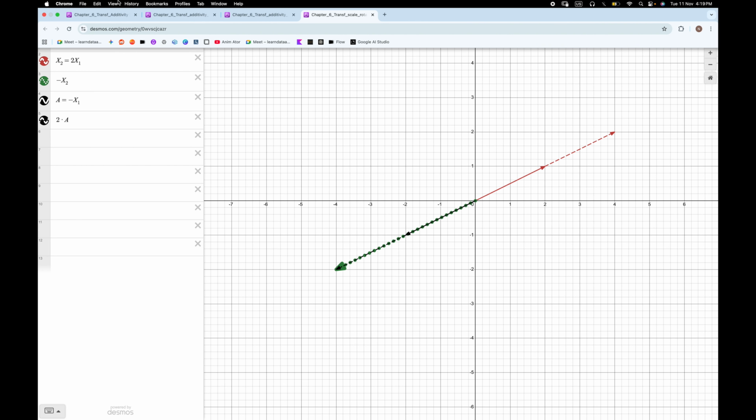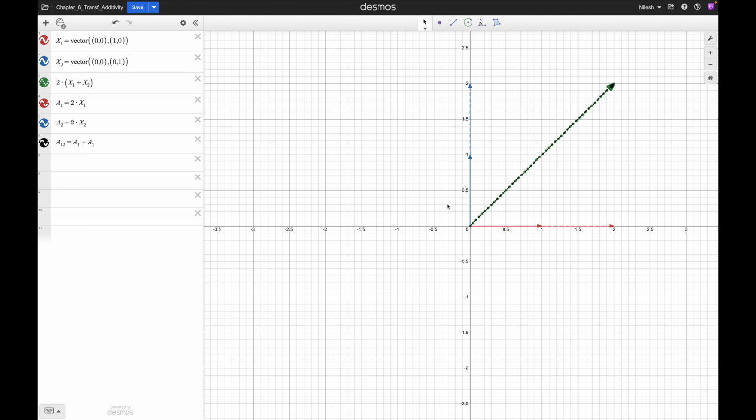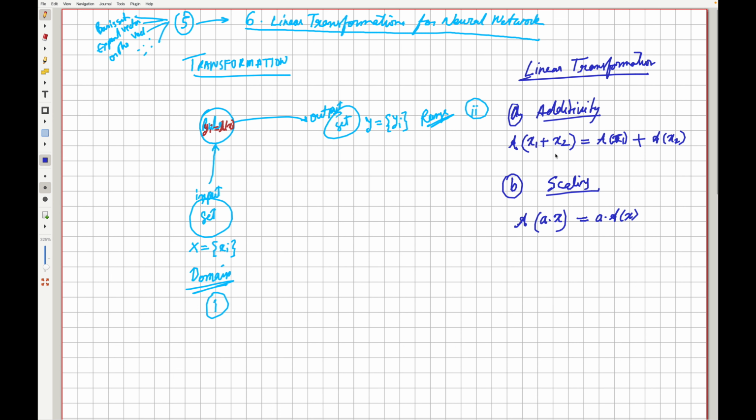So these are the visual explanations for the rules for linear transformation that we looked at here. In the next video, we'll build on this and look at a couple more in-depth examples.